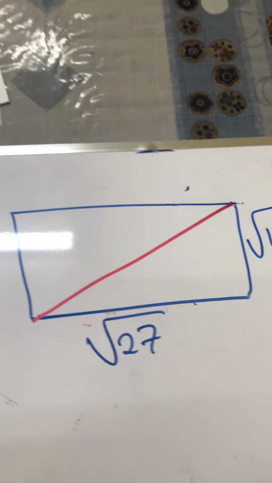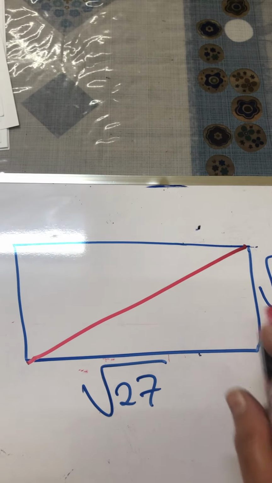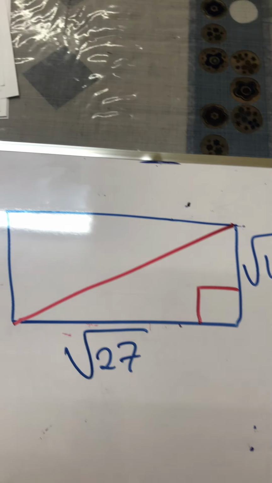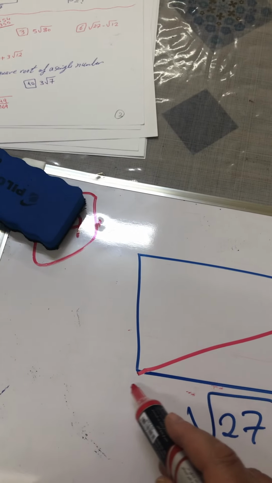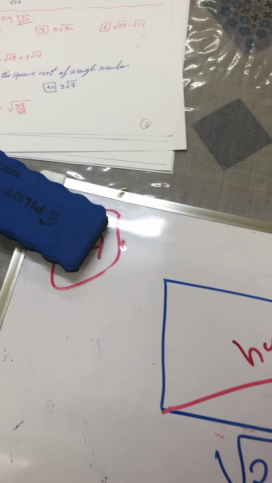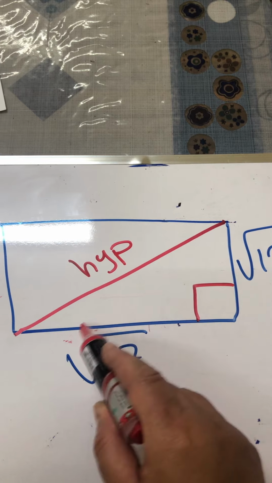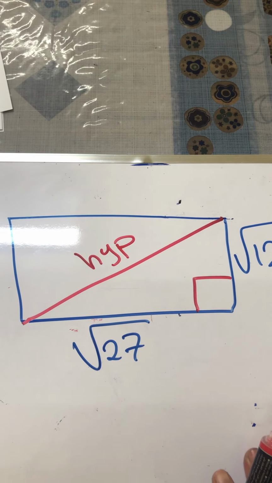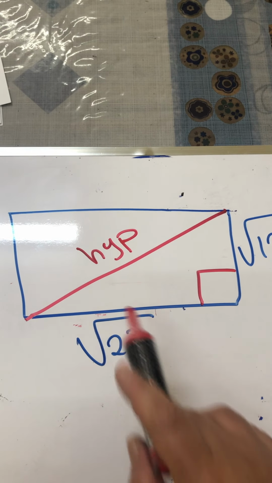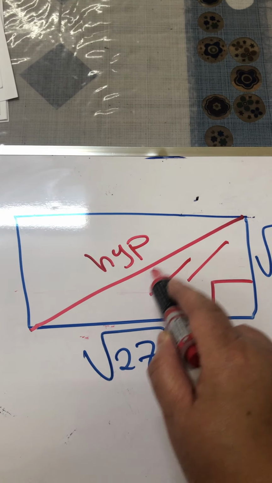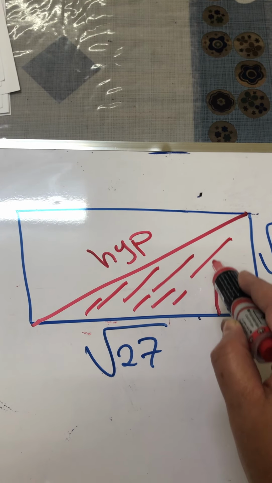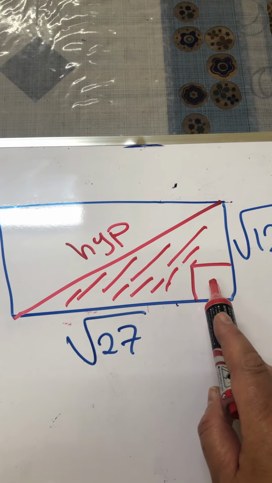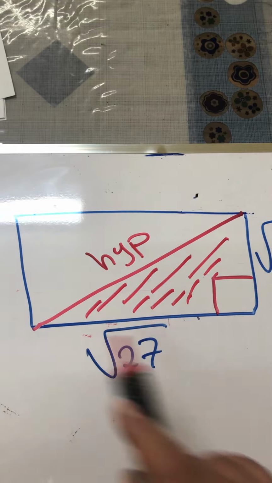Of course, all of us know from the properties of a rectangle that all the angles are right angles. So here I have a right angle, 90. So I can find this length, what we call the hypotenuse, in this right angle triangle by Pythagoras theorem. So to find the length of the diagonal, which is the hypotenuse in this right angle triangle, we can use Pythagoras theorem, because the rectangle has 4 right angles.